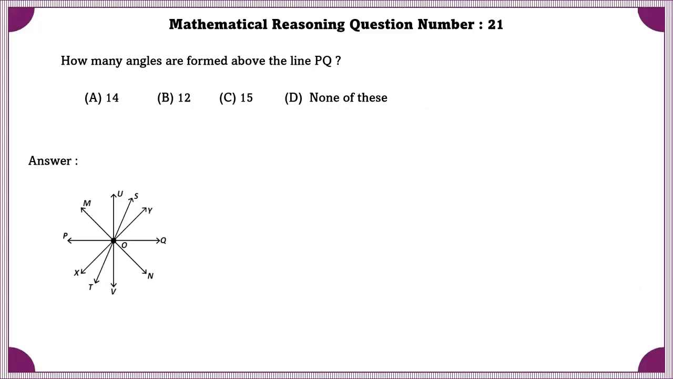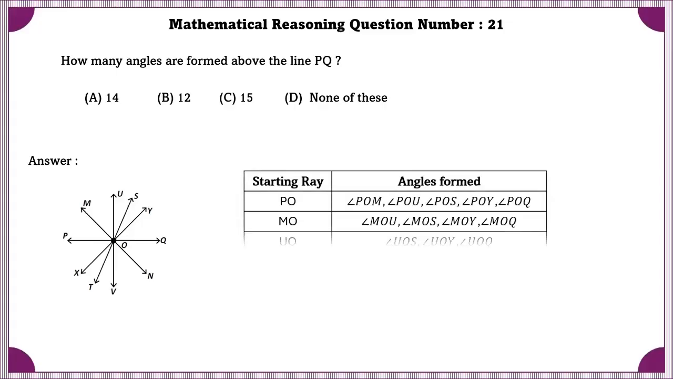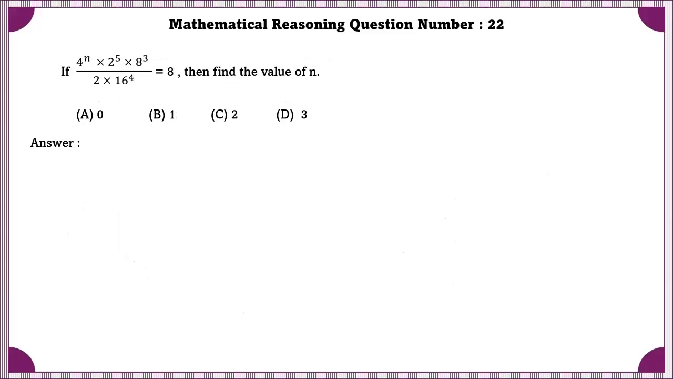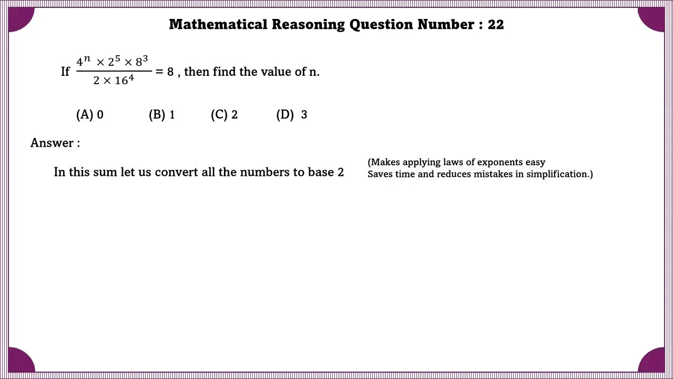Mathematical reasoning question number 21. How many angles are formed above the line PQ? Here are all the angles formed, and totally we have 15 angles that are formed. Mathematical reasoning question number 22. If the given expression is equal to 8, then find the value of n.